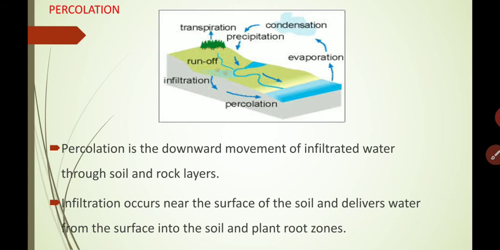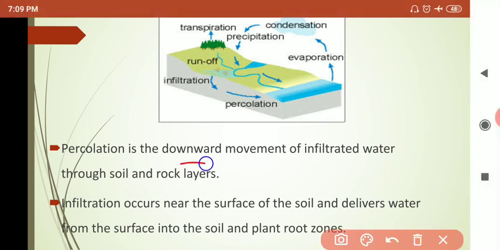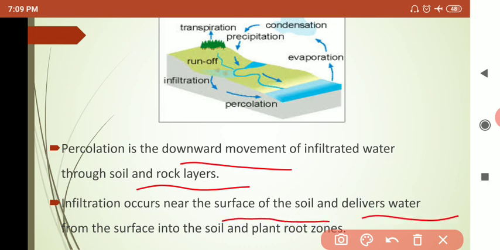Okay. In the water cycle, the water reaches the ground, and again it goes to the interior of the earth. This is called percolation. So percolation is the downward movement. Downward means going into the interior of the earth. So it is the downward movement of infiltrated water through the soil and rock layers. This infiltration occurs near the surface of the soil and delivers the water from the surface into the soil and plant root zone.